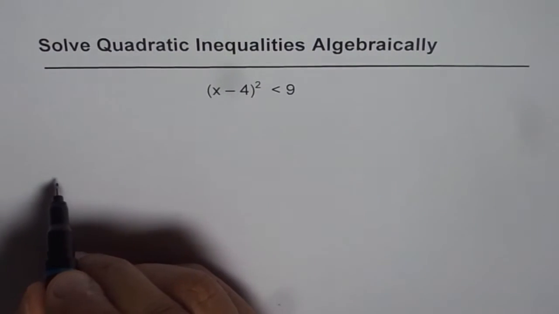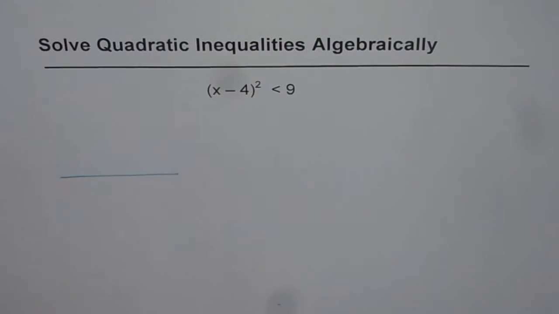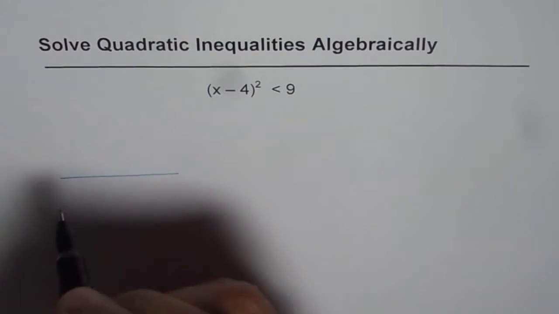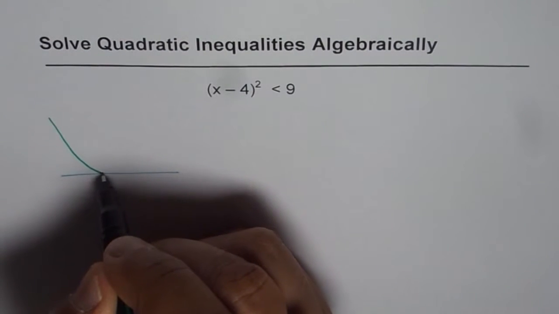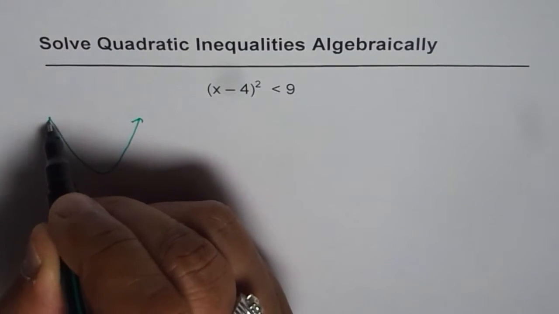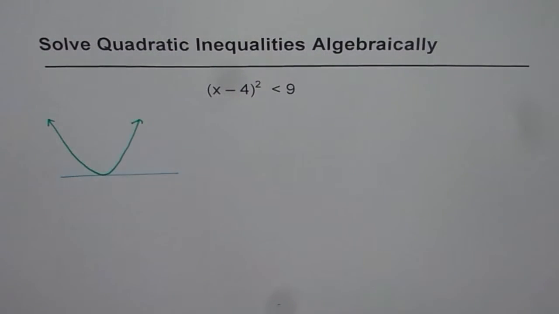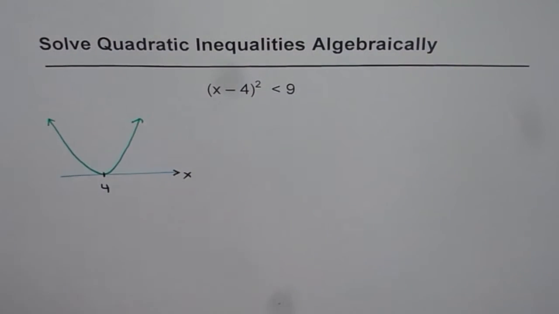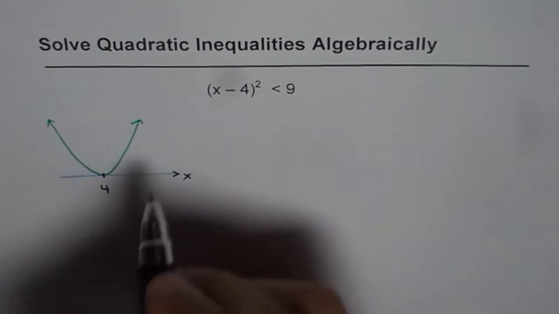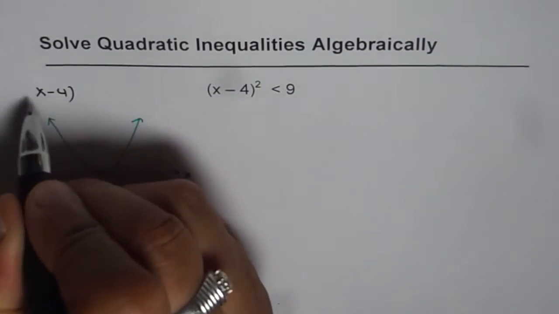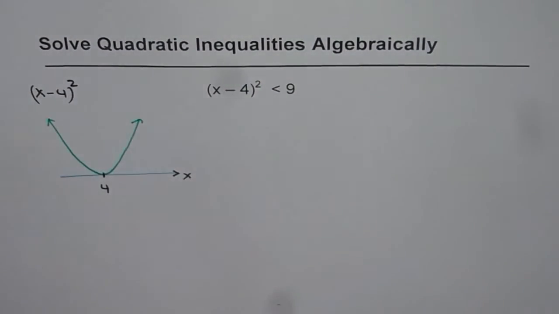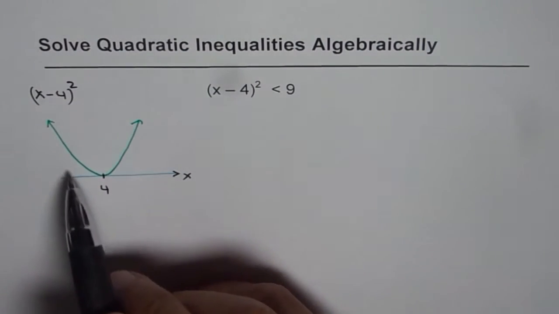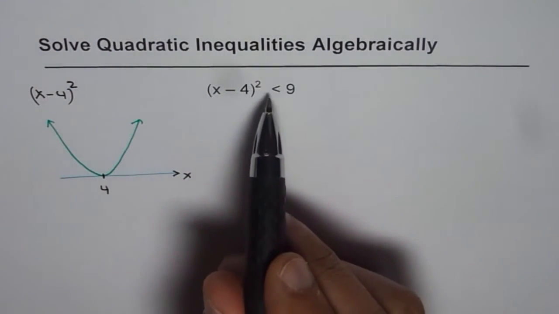So what we really have here, if I sketch a parabola on the x-axis, (x minus 4) whole square means it will be a parabola with vertex on the x-axis at x equals 4, right? So let us say this is the parabola and that's the vertex on the x-axis, and the value is 4 here. So this parabola is (x minus 4) whole square.